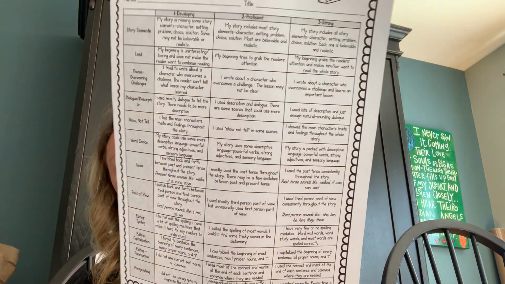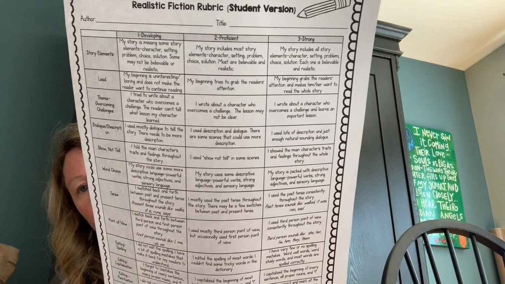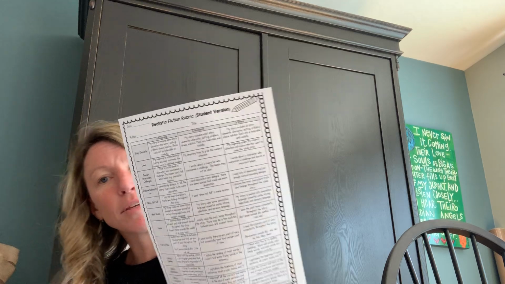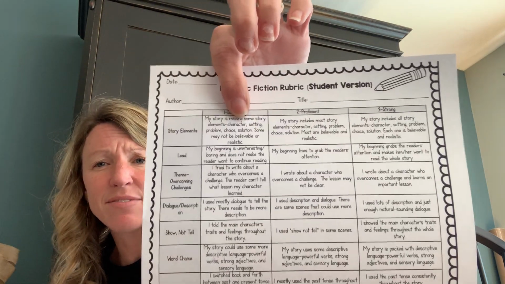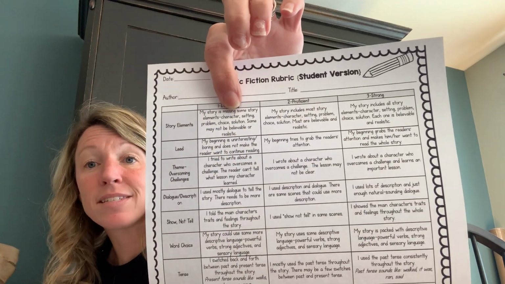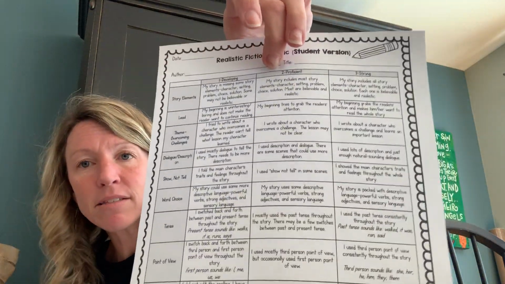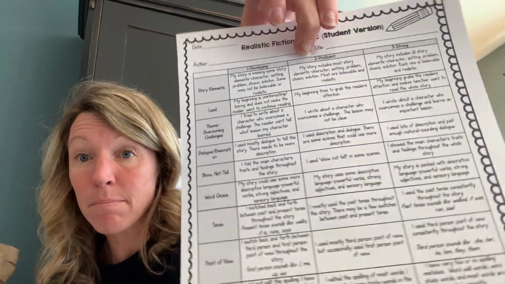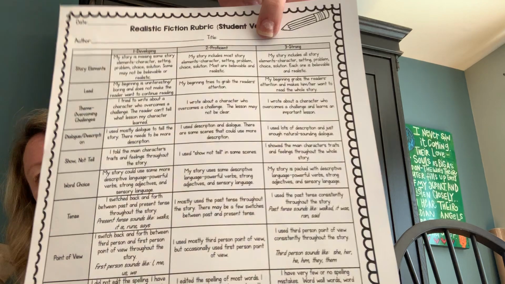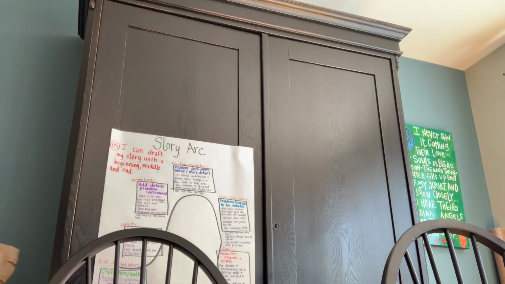This is the rubric I've given you. If you can get a close look, there's one up here at the top that says developing. So if we get any developing areas, we might want to say, oh, let's add in some more here. 2 is proficient. That means, yeah, I did it. It might not be the best, but it is in there. And 3 is strong.